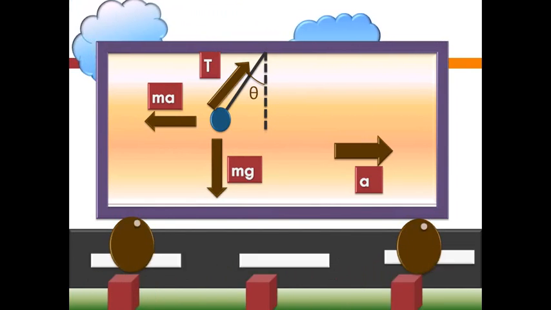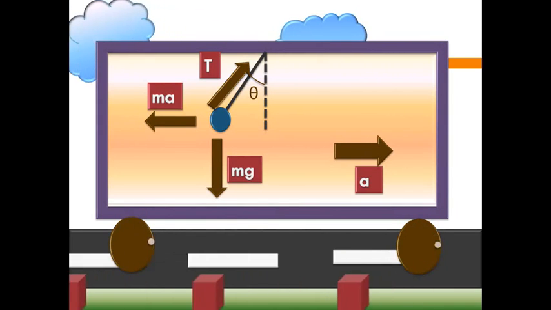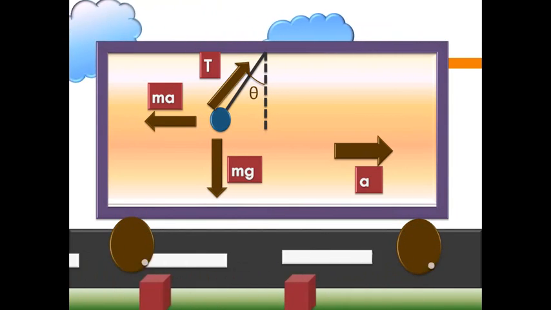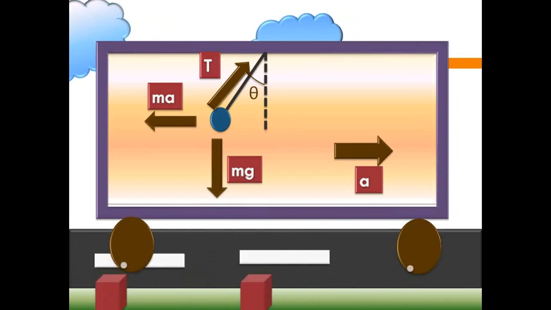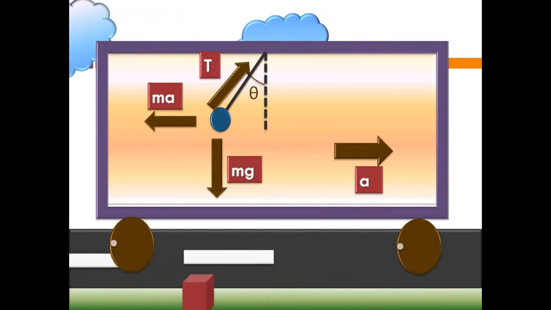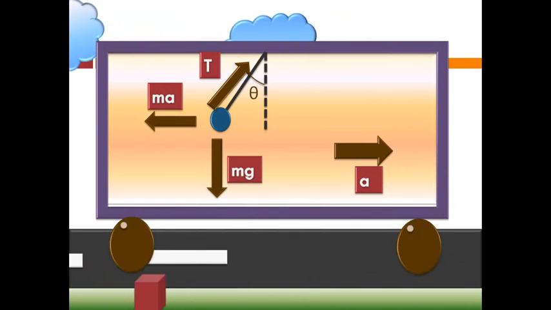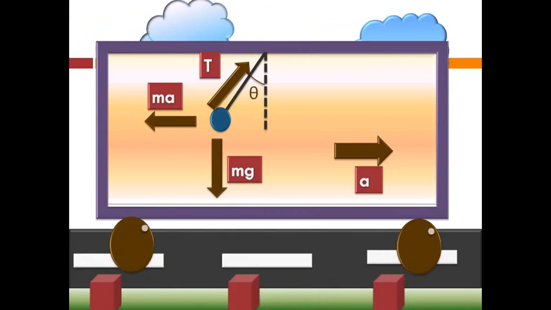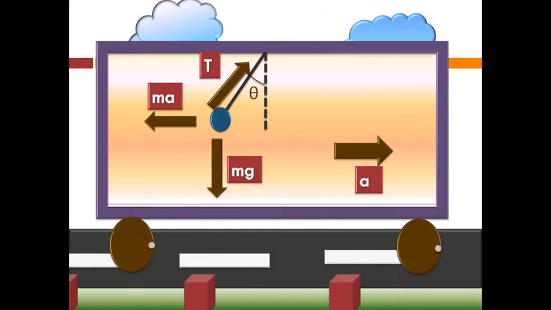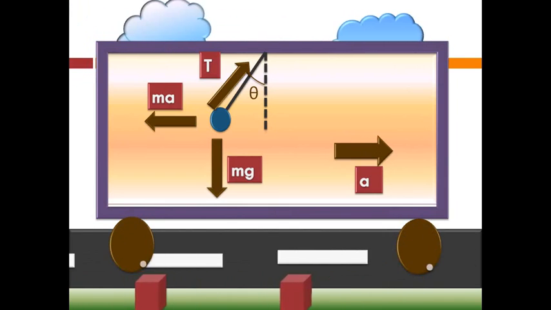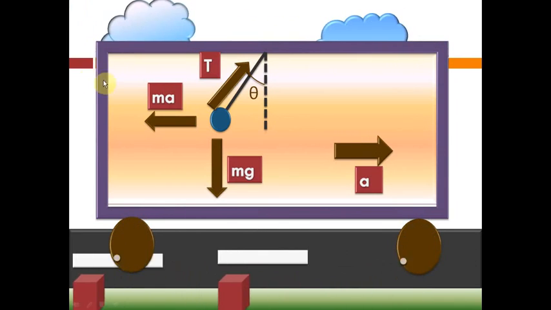Understood? So whenever you observe any body from a non-inertial frame, you will have to apply a pseudo force on that body. The direction of the pseudo force will be opposite to the direction of acceleration of your frame of reference, and the pseudo force will be equal to m into a, where m is the mass of the body and a is the acceleration of your frame of reference.